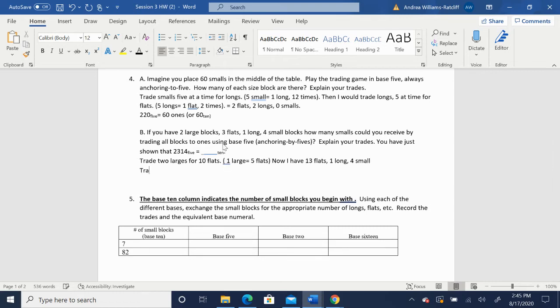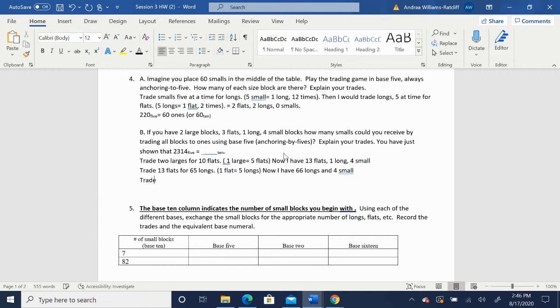Then I would trade 13 flats. I'm going to get 5 from each one of these. So 5 times 13 is 65, for 65 longs. Every 1 flat is equal to 5 longs because we are in base 5. So now I have 65 longs from these 13 flats plus another long, which is 66 longs, and 4 small.